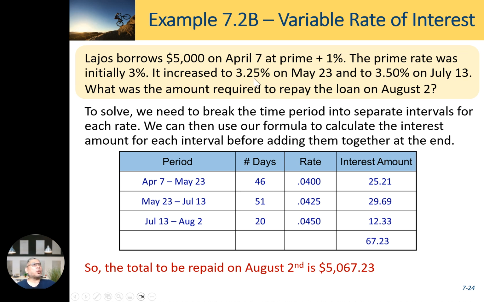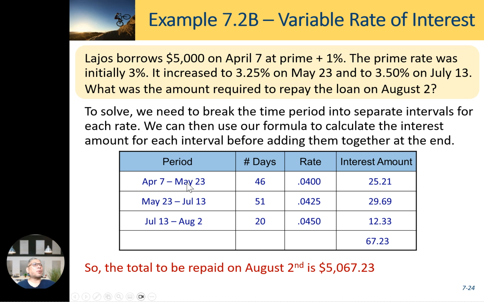The rate increased to 3.25% on May 23rd and to 3.5% on July the 13th. What was the amount required to pay the loan on August 2? To solve this, we need to break the time period into separate intervals, one for each rate. We can use the formula and add the results together at the end.